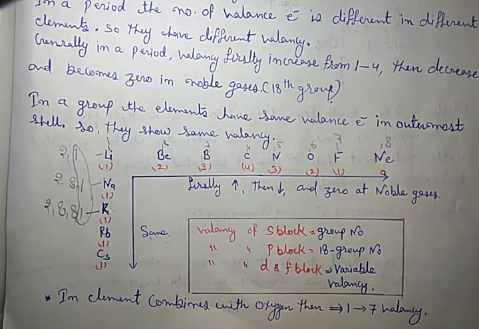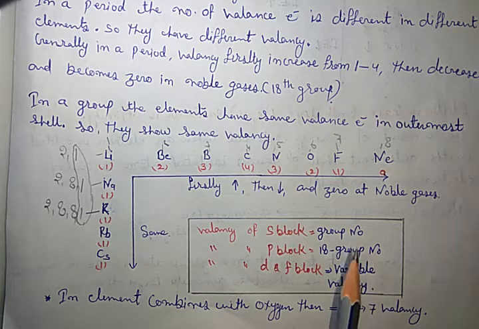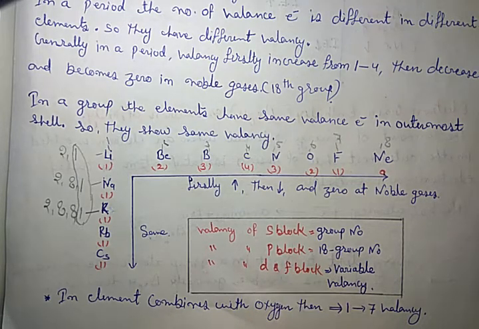Now some facts about valency. The first: how can we calculate the valency of an atom? If it is an S block element, then its valency is equal to the group number. That means the elements of the first group have one valency, while the second group has two valency, and so on. Okay. If it is a P block element, then its valency is 18 minus group number. For example, oxygen is in the 16th group. So 18 minus 16 is 2. So the valency of oxygen is 2.